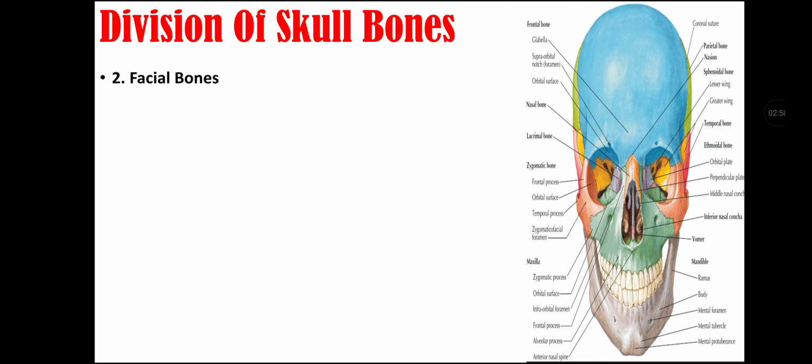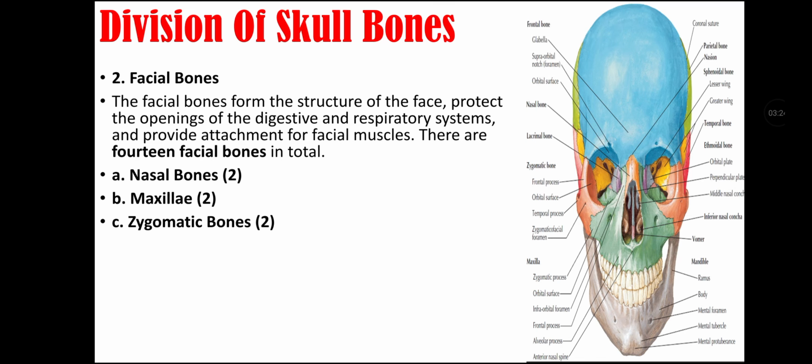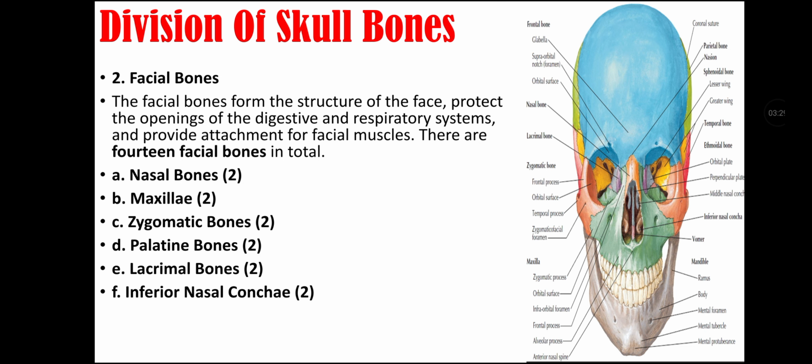Now let's talk about facial bones that are also included in the skull bones. As we already said, the skull bones have two categories, the cranial bones and facial bones. We have talked about the cranial bones, now we will talk about the facial bones. Facial bones form the structure of face, protect the opening of digestive and respiratory systems, and also provide attachment for facial muscles. There are 14 bones in total. They include two nasal bones, two maxilla, two zygomatic bones, two palatine bones, two lacrimal bones, two inferior nasal conchae, one vomer, and one mandible.